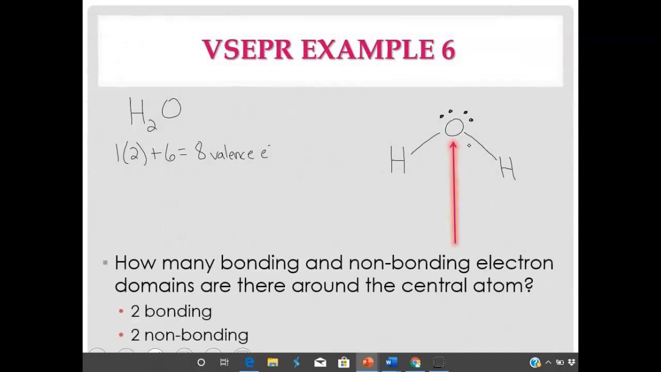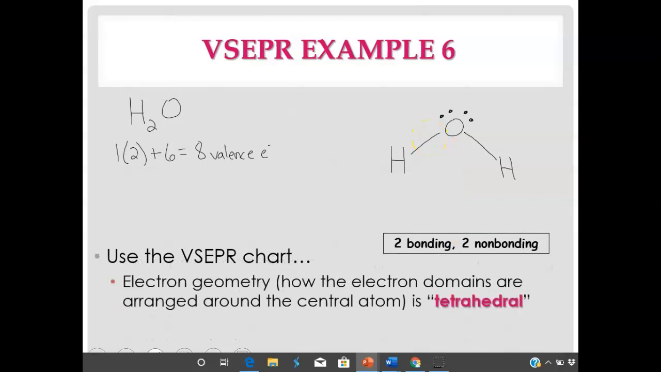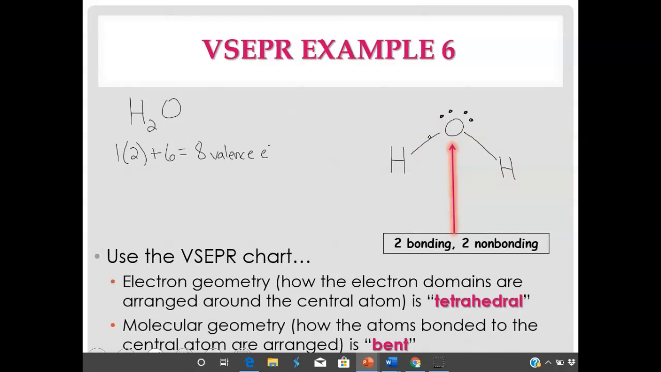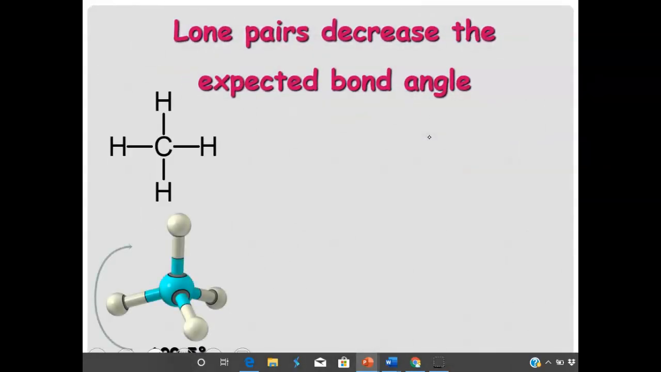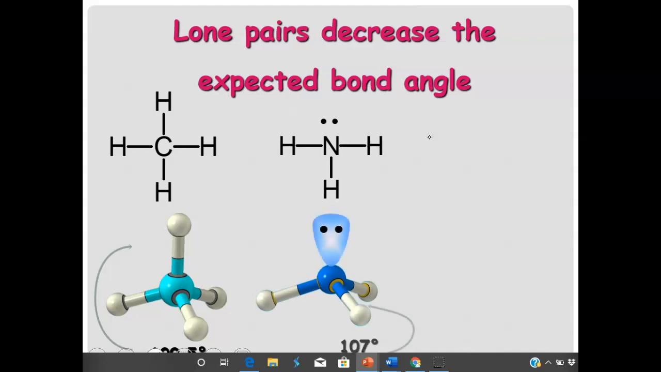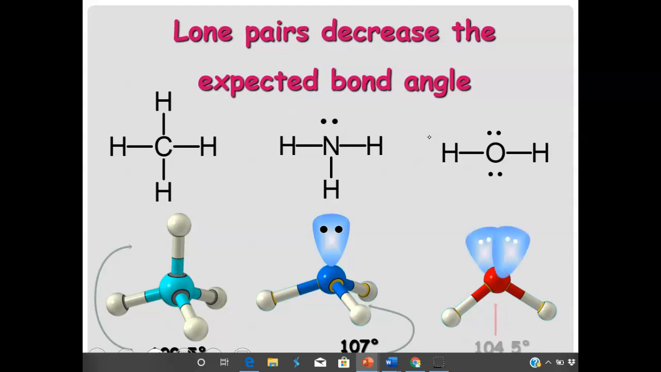Water has 2 bonding, 2 non-bonding. So these non-bonding pairs up here are going to push down, and we're going to end up with sort of tetrahedral, but the molecular geometry is bent. Lone pairs create a larger region of negative charge than bonding domains, and they push down, and that's what I've been saying in the last few examples. Lone pairs decrease the expected bond angle. So if you notice, the bond angles are getting smaller.